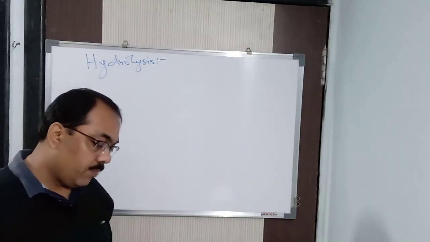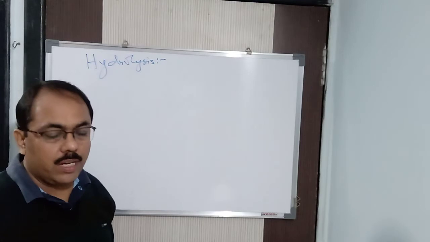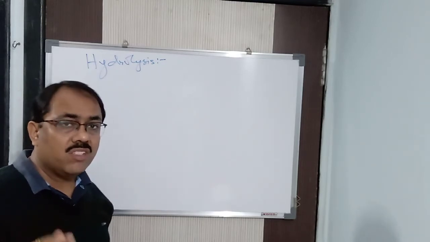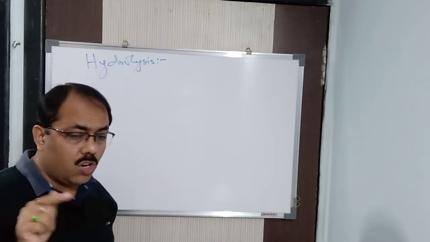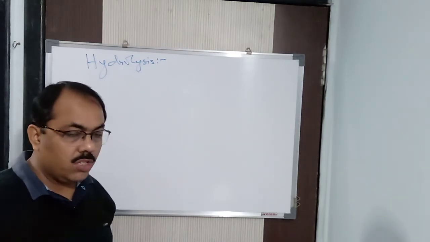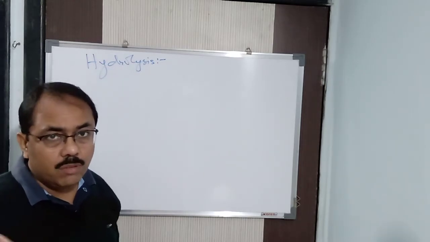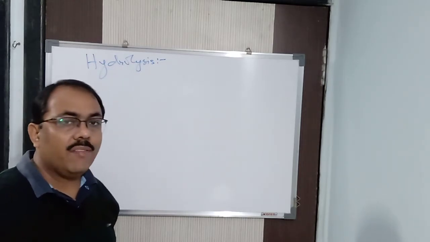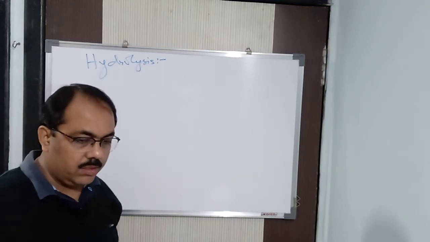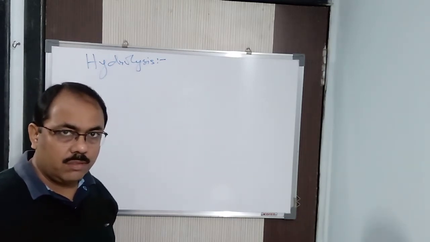Now, there are three kinds of hydrolysis based upon that. We have hydrolysis of the salt of a strong acid and weak base, then hydrolysis of the salt of a weak acid and strong base, then hydrolysis of the salt of a weak acid and weak base. Not the salt of a strong acid and strong base.